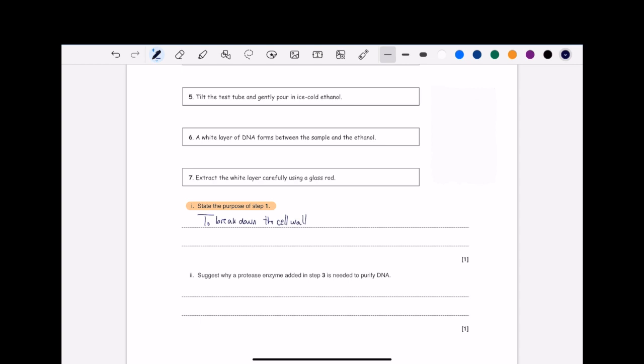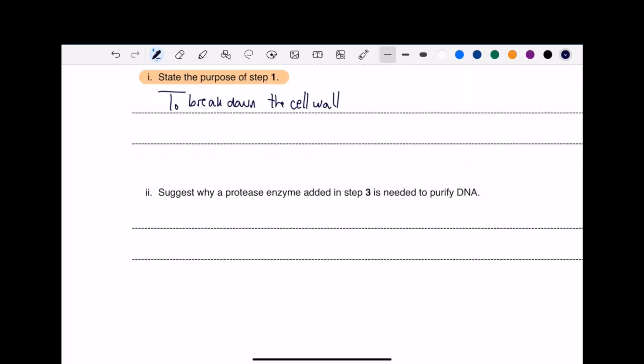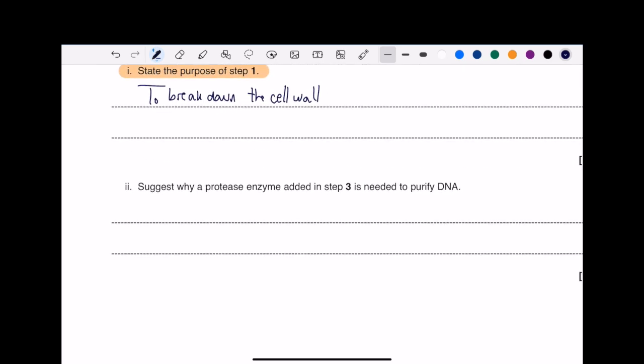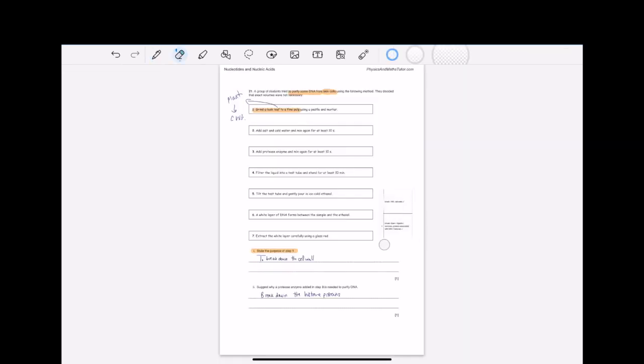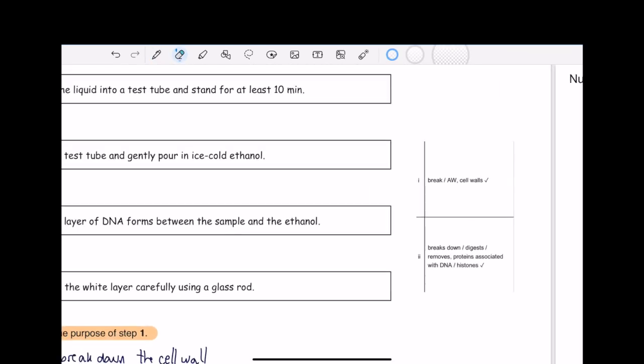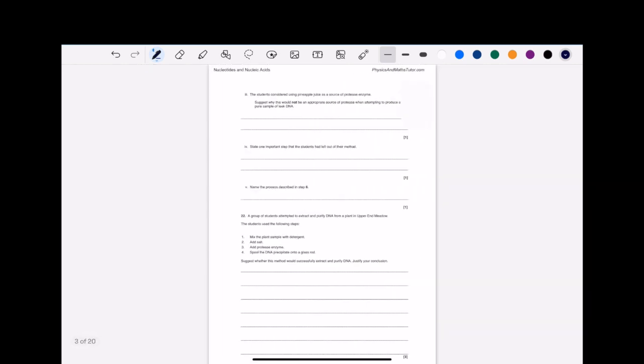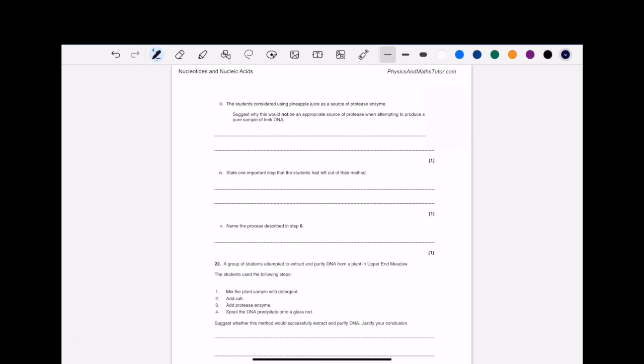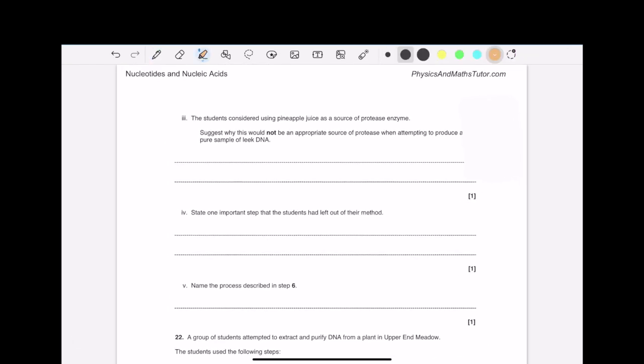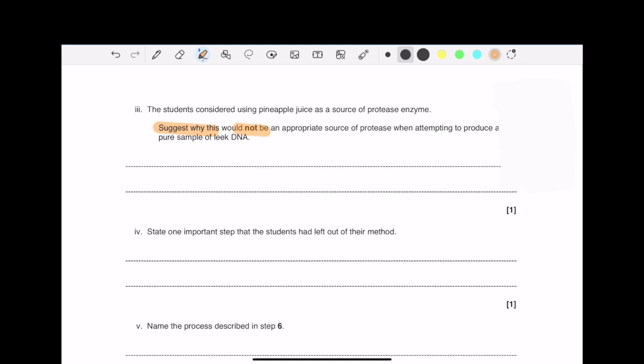Suggest why a protease enzyme added in step 3 is needed to purify DNA. Well, we spoke about it in the first question, so we can all guess what the answer is. Yep. We got them correct. Great. Next one. Suggest why this would not be an appropriate source of protease when attempting to produce a pure sample of leaf DNA.